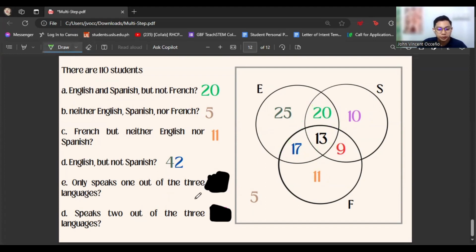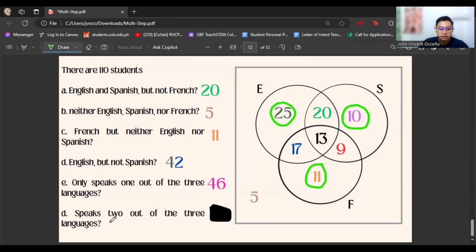So letter E is simple. Only speaks one out of the three languages. It means you find the people who only speak one language. So for example, here 25 in English, and those people only speak one language, plus Spanish and French. You add them up, get a value of 46.